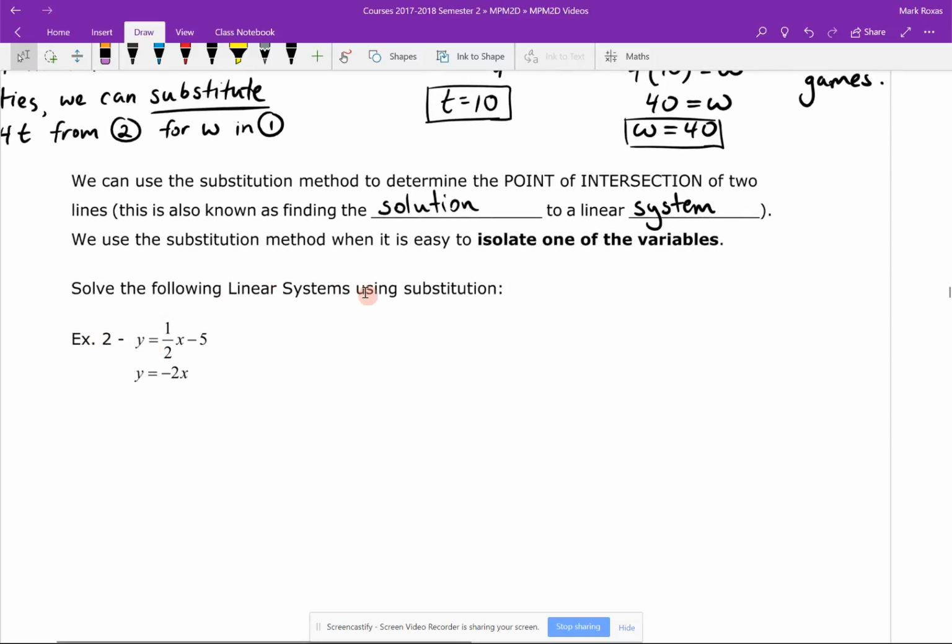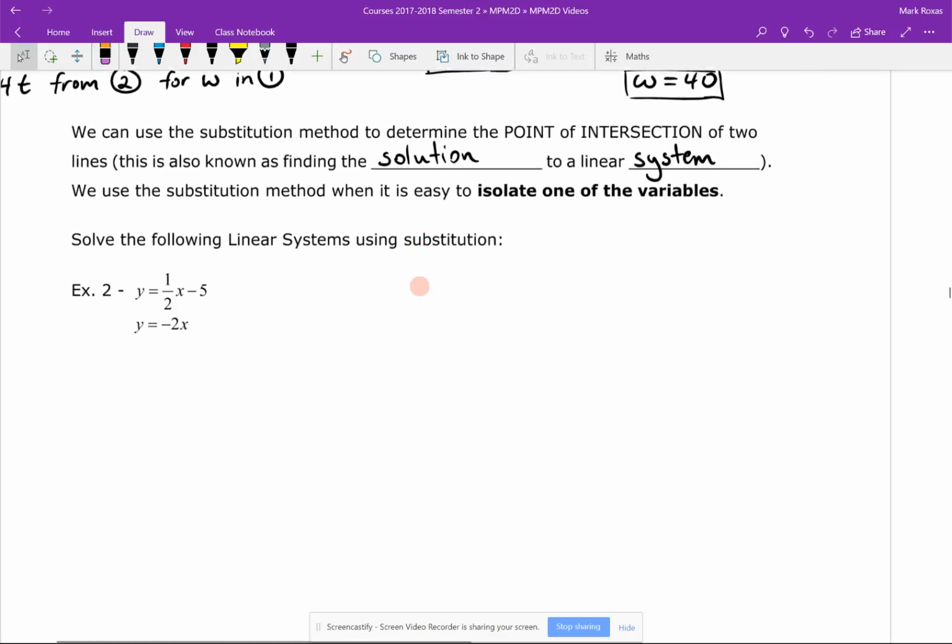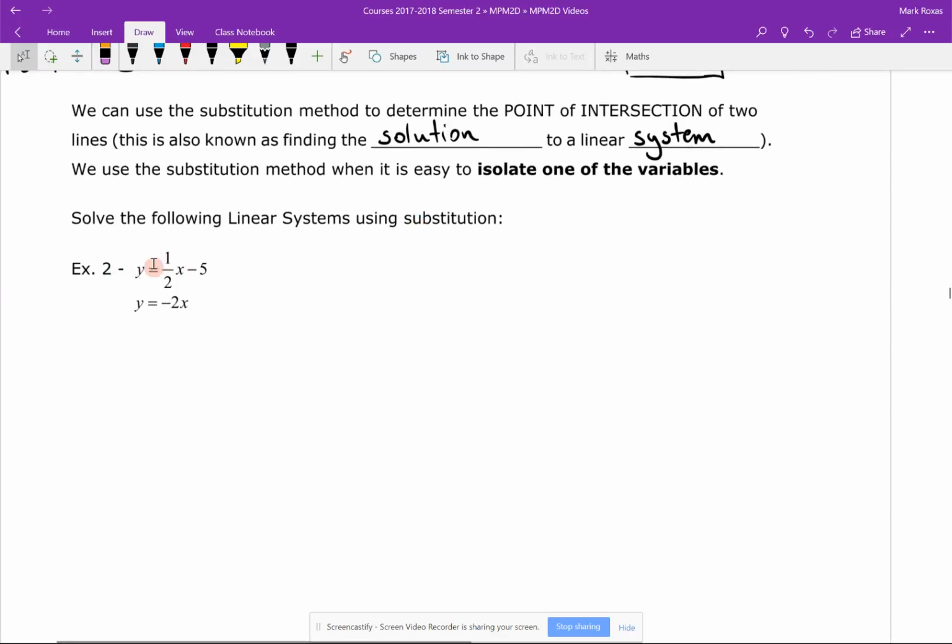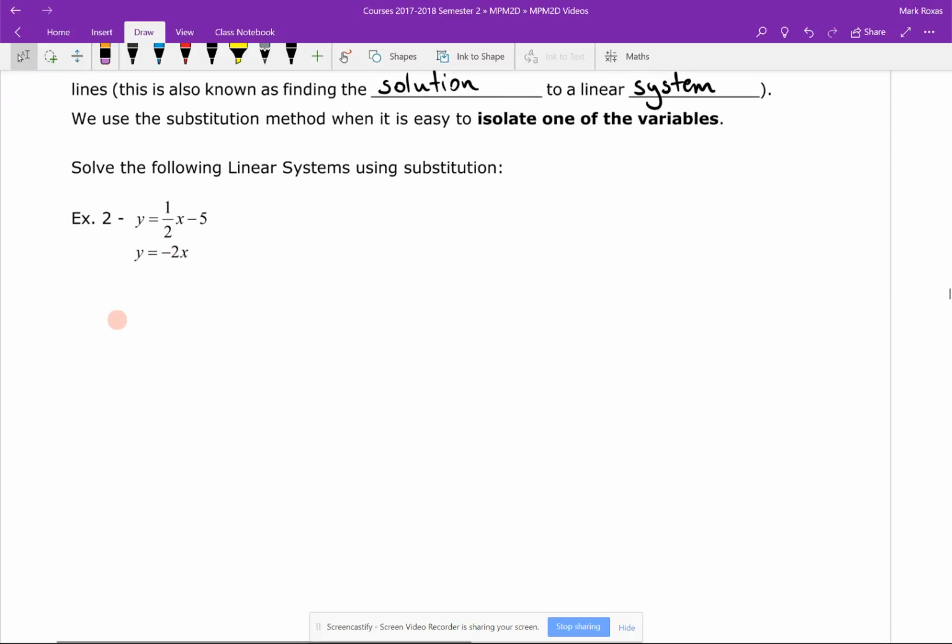Solve the following linear systems using substitution. So we have two equations here, y equals 1/2 x minus 5 and y equals negative 2x. Remember, you have to choose the variable you're going to replace. Now, x is not ideal. You can, but you have to do a little bit of work before you can substitute x. What we can substitute is the y's, right? So y is by itself here, y is by itself here.